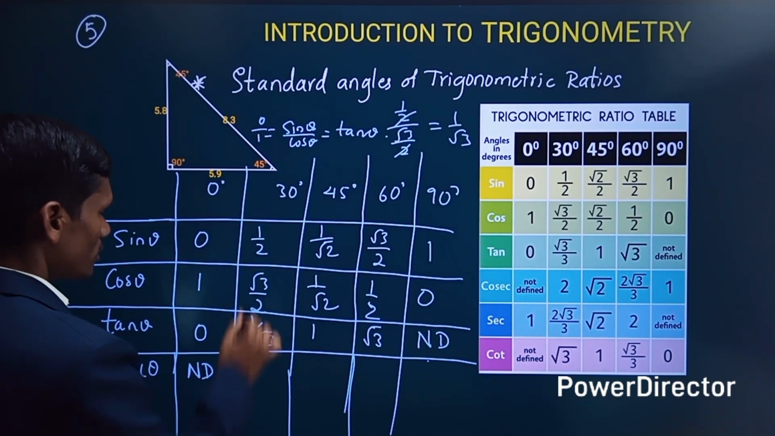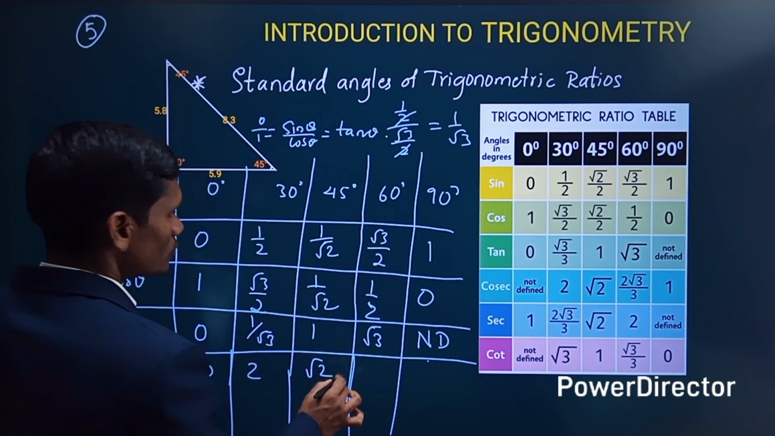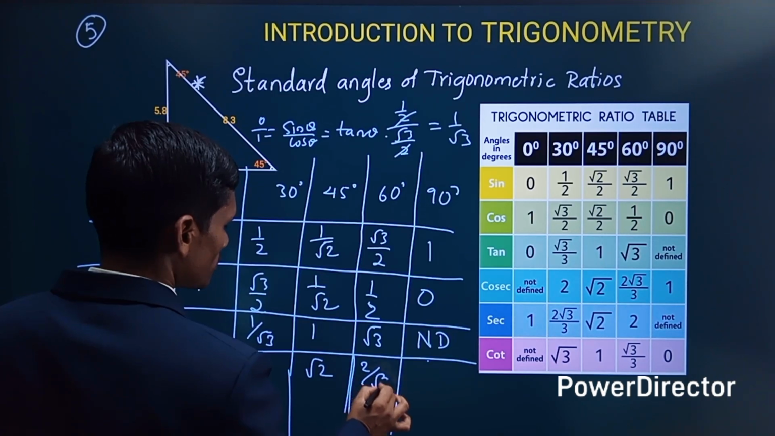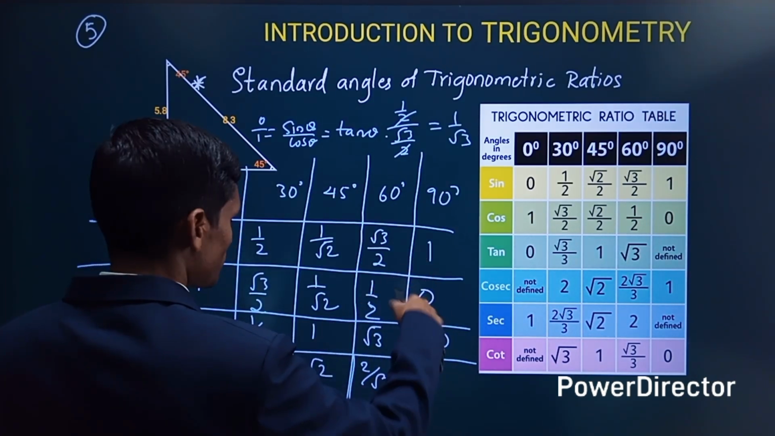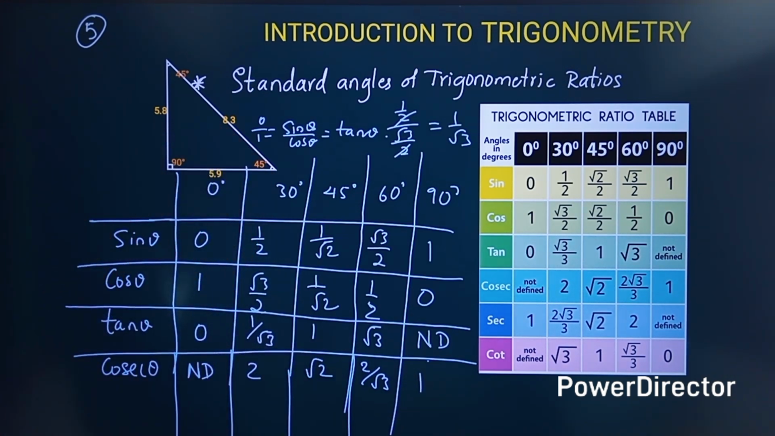Next coming to here, 1 by 2, this becomes 2. Reciprocal of 1 by root 2 is what? Root 2. Reciprocal of root 3 by 2 means 2 by root 3, right? Here this becomes what? 1. Reciprocal is 1 by 1, again it is 1. So you can see it like this, right?